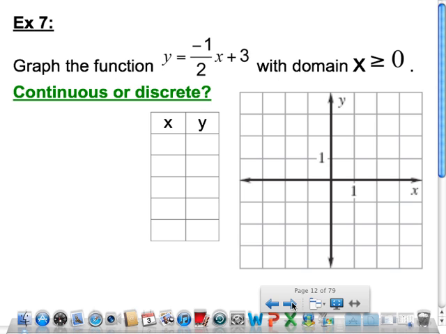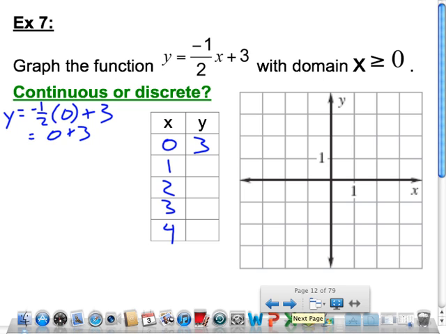Okay, it says graph the function y equals -1/2 x plus 3 with domain x greater than or equal to 0. So now x can't be less than 0, so you would not plug in negative numbers. Plug in 0, 1, 2, 3, and 4. You don't necessarily have to plug in all of those, but that gives you an idea. Okay, so now when we plug in 0, I get y equals -1/2 times 0 plus 3. That's 0 plus 3, so y would be 3.